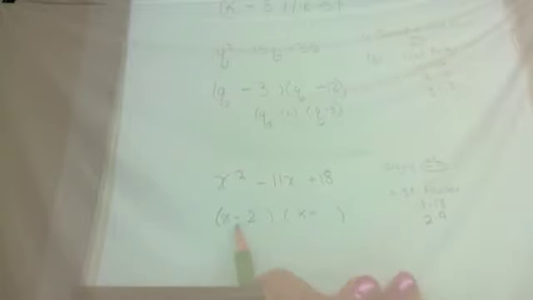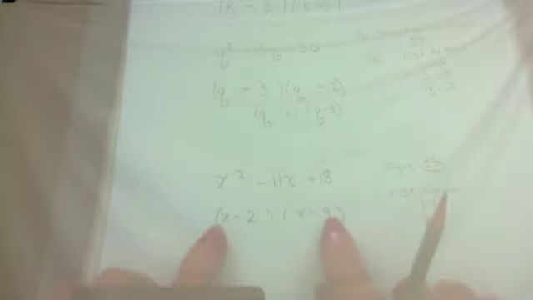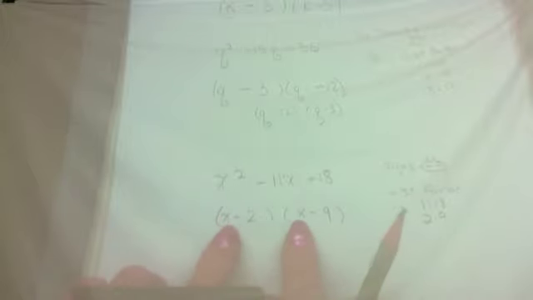Listing the factors, I'm trying to get to 11. It's 1 times 18, 2 times 9, and 2 plus 9 gives me the 11. So negative 2 plus a negative 9 is going to give me a negative 11. So I'm going to recheck it with FOIL. The first terms give you x squared.